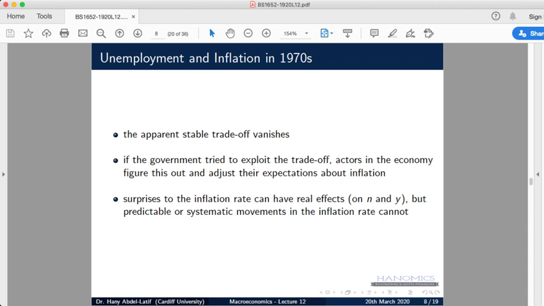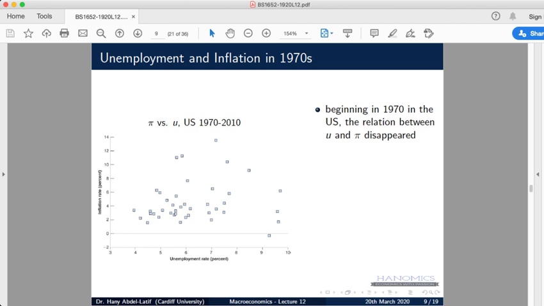So what can make a change here? What can change that is surprises to the inflation rate, which can have a real effect on employment and output. But of course, predictable things, things that economic agents can see happening, they obviously expect and adjust to, so it wouldn't have a real effect, and the policy wouldn't achieve its objective. So this is what we've seen after the 1970s.